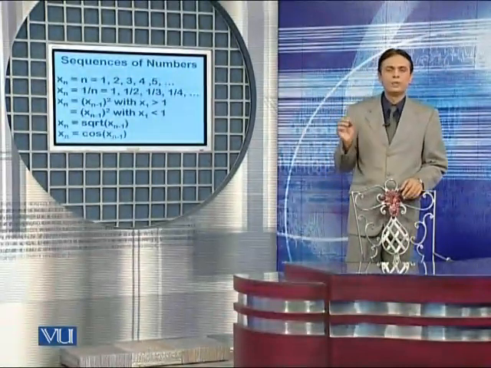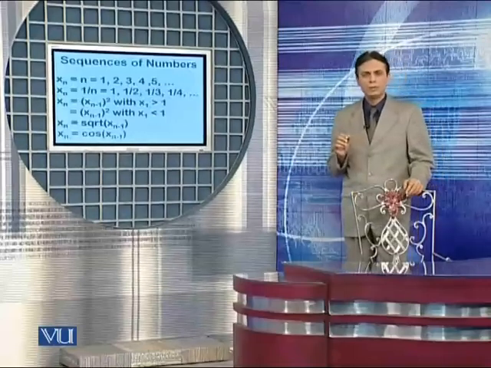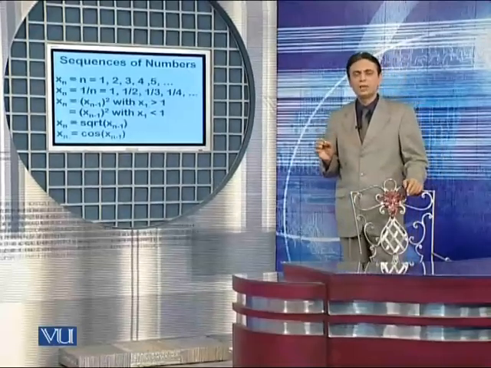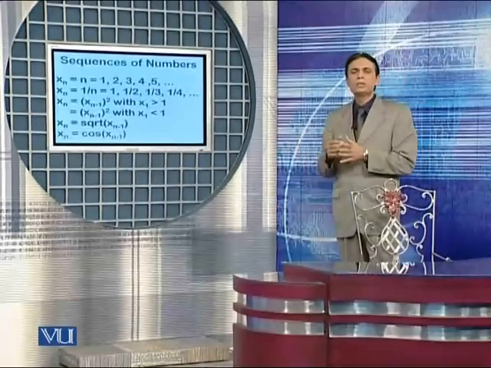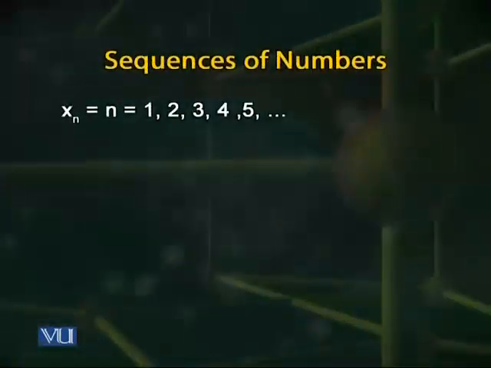We will see a precise mathematical definition of convergence in a while, but let's have a look at a few sequences of numbers and see if they appear to be going towards the destination or not. Our first sequence of numbers is xn is equal to n. The value is the value of the index. So the sequence is 1, 2, 3, 4, 5. The sequence does not appear to be approaching a destination. It just keeps increasing and increasing and increasing.